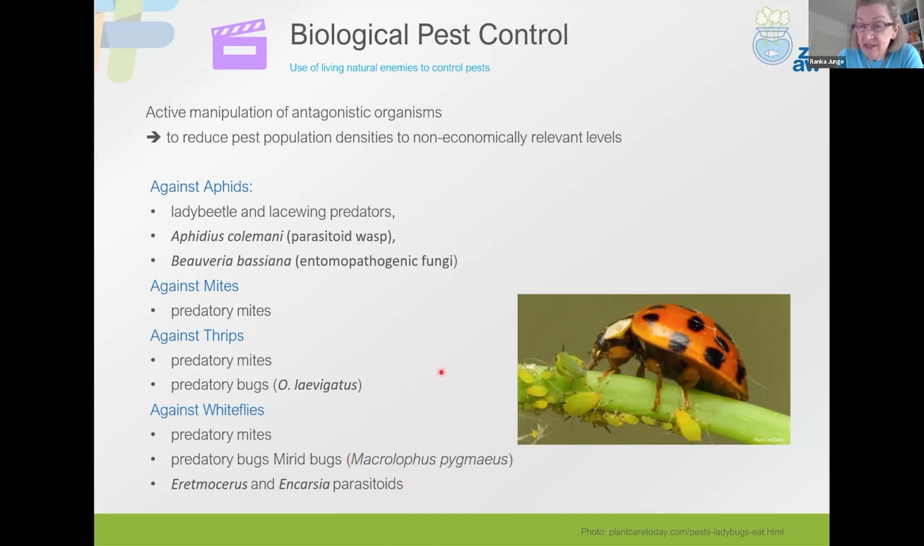There are companies that produce these animals. They have to cultivate them and pack them in certain packages where you can use it.